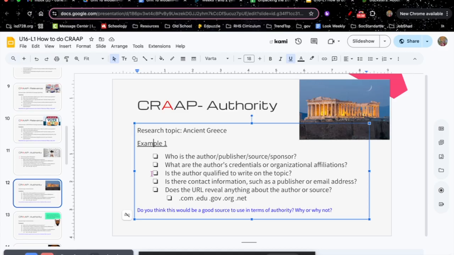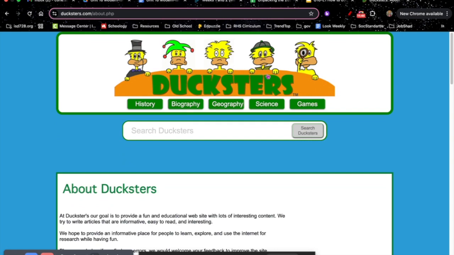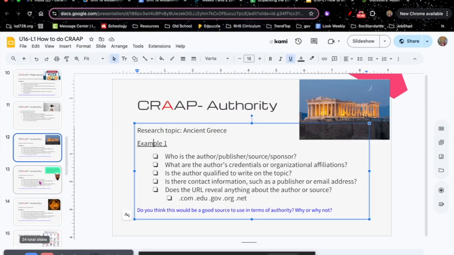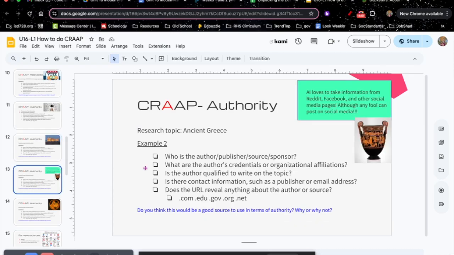In my opinion, I'd be pretty suspicious. Not really sure where they're getting all this information. I really don't know Dexters. I've never really heard of them before. So I'd probably say no. All right, let's look at a different example.